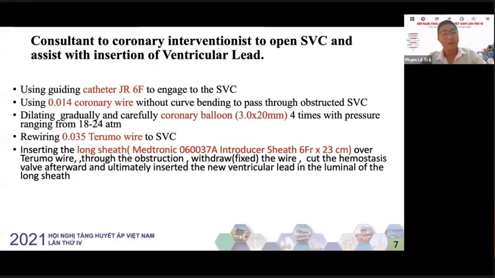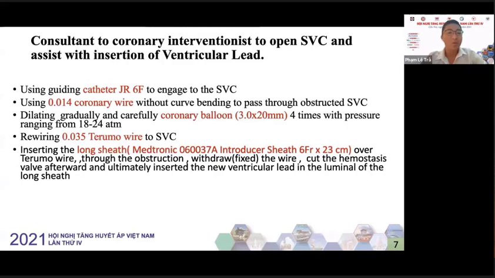Using a coronary wire, 0.014 without curve bending, to pass through the obstructive SVC, then dilating gradually and carefully with a coronary balloon, 3.0 by 20, four times with pressure ranging from 18 to 24.